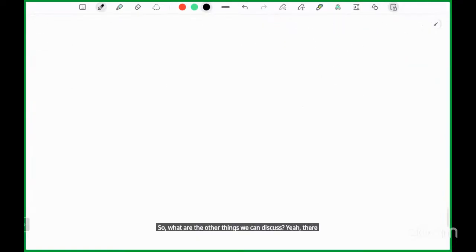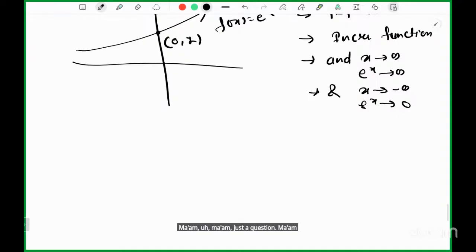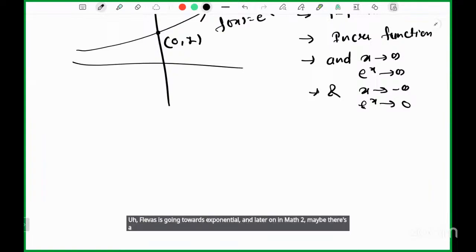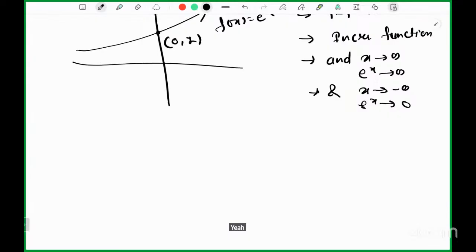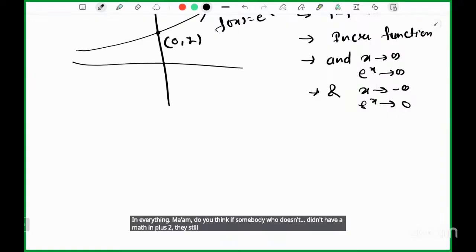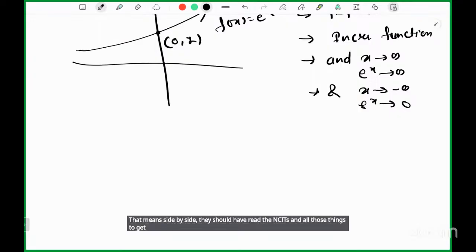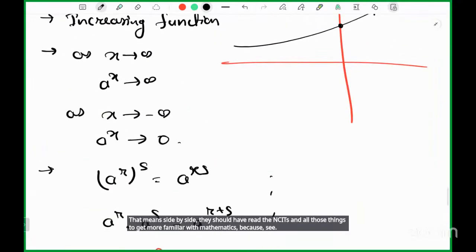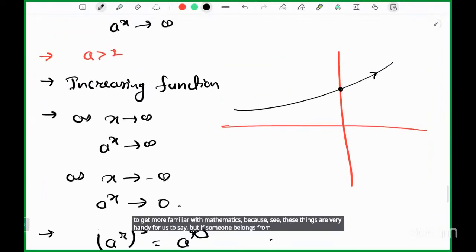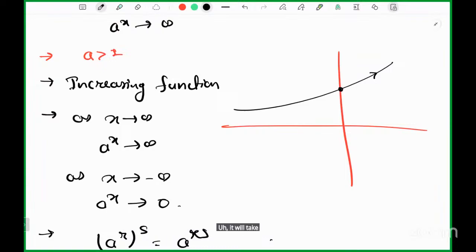Ma'am, just a question. As the maths syllabus is going towards exponentials, and later on in math 2 maybe there's calculus, limits and logs, do you think somebody who didn't have maths in +2 can still do the course? They still can do it, but they have to put in some extra effort. Side by side they should read the NCERTs to get more familiar with mathematics. These things are handy for us to say, but someone from a bio background won't understand graphs that much, so it will take time for them to digest.